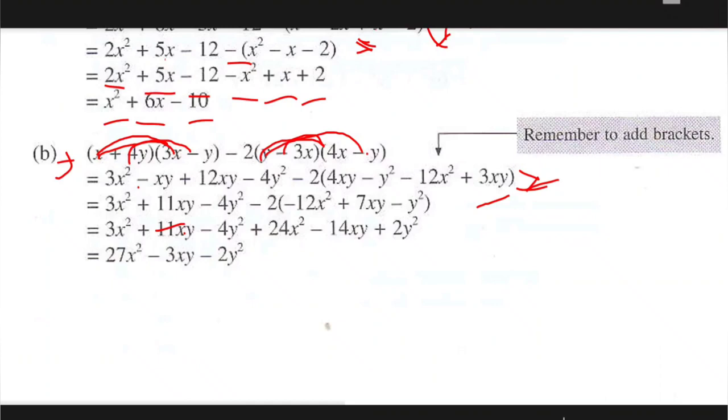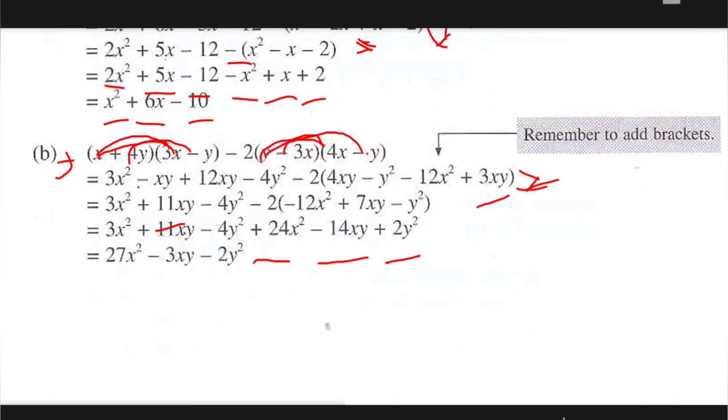Now we expand the bracket. Minus 2 times minus 12x squared gives positive 24x squared. Minus 2 times plus 7xy gives minus 14xy. Now minus 2 times minus y squared gives plus 2y squared.